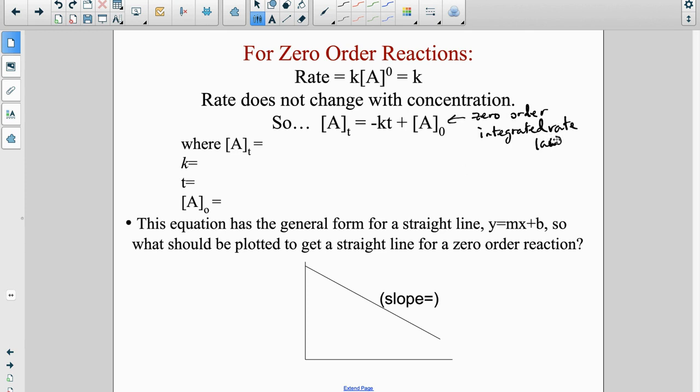So as I've said, all of these are available on your equation sheet, but if you want the straight line form, you'll have to do some manipulation. Again, here, A sub T is the concentration of A at time T, and K is the rate constant. T is time, and this is my initial concentration.